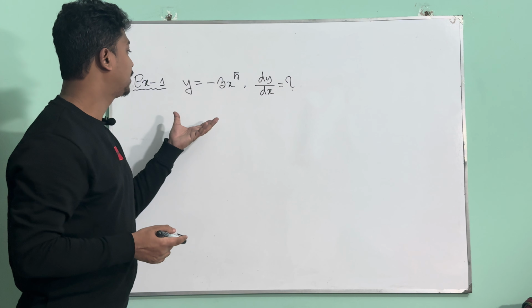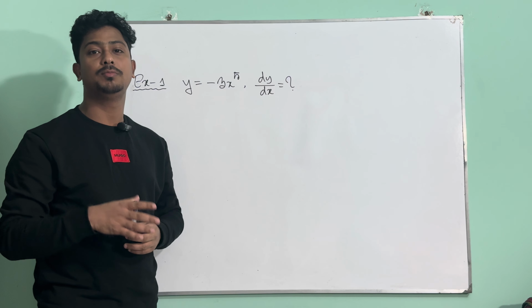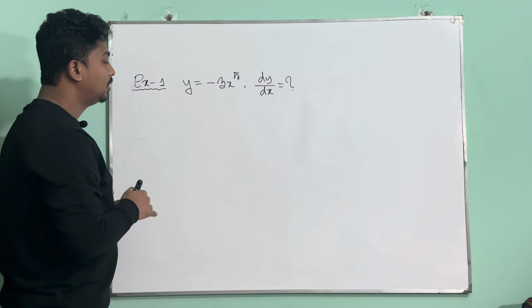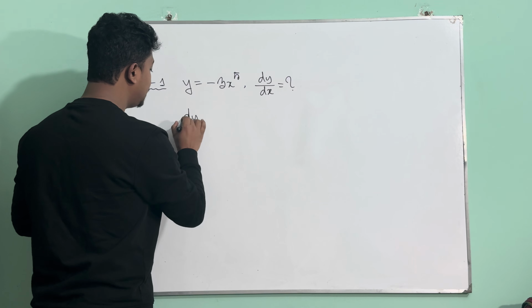In example 1, we have a question: y equals minus 3x to the power 5. We have to differentiate y. Let's see how it goes with the power rule. First of all, we have to write it dy by dx.